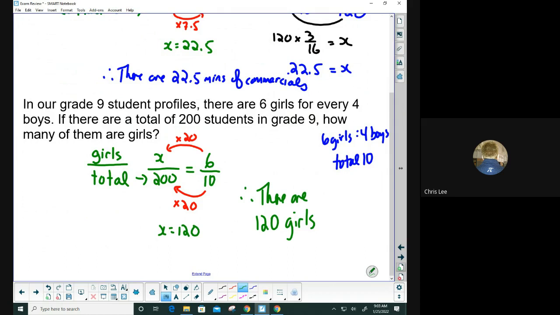That was a little bit trickier because of the total part. So we had to make a new ratio. Normally we would have said girls to boys, but the second part doesn't give us the boys or the girls, so it gives us the total. So we have to change our ratio to girls over total. Okay. Questions there?